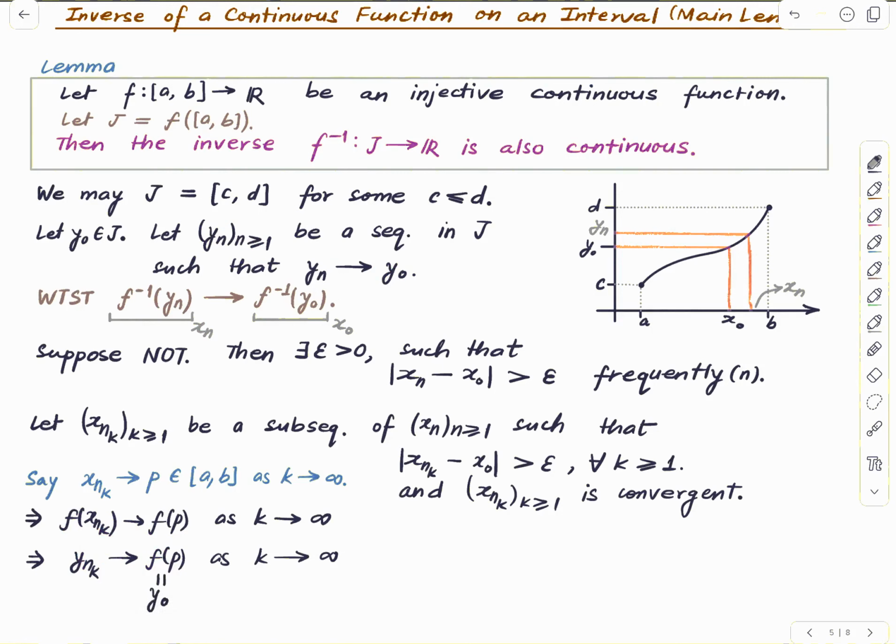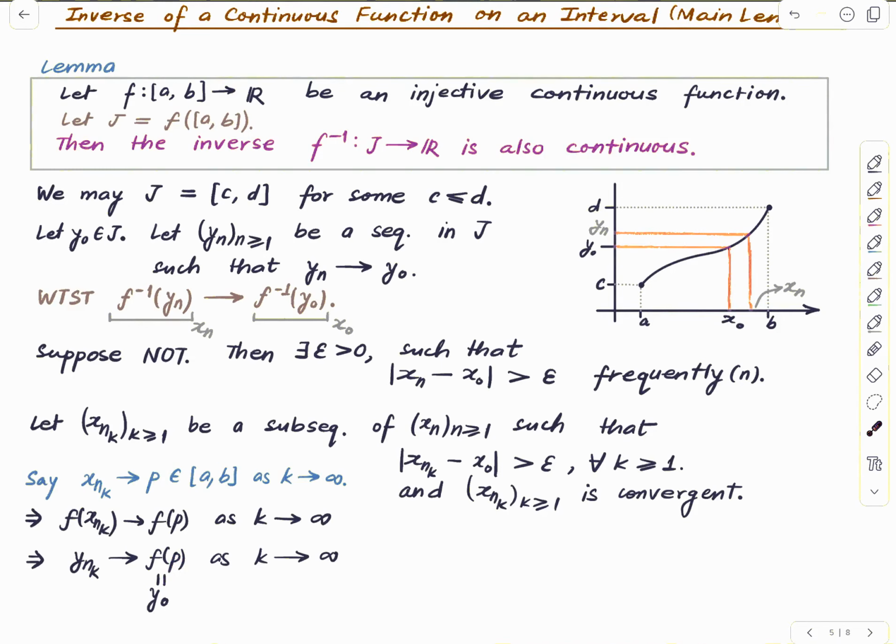F(p) must be equal to y0. But then what is p? Since f is injective, there is only one point in the domain, there is only one point in [a, b] that can map to y0. f is injective, so p must be equal to x0, because x0 maps to y0 and p also maps to y0. So p must be equal to x0 because f is injective.